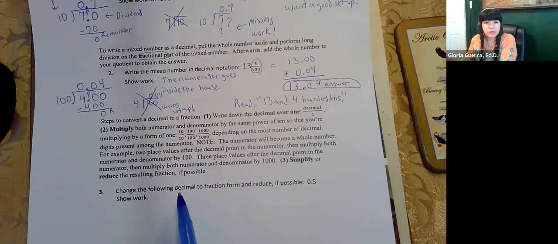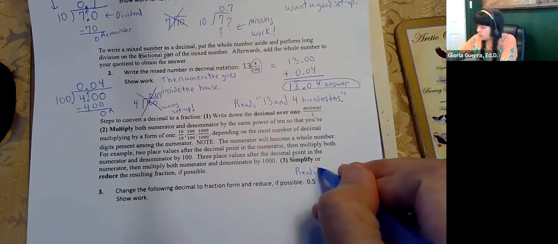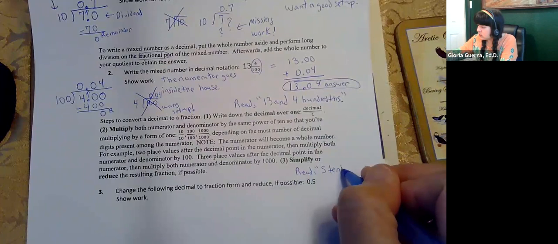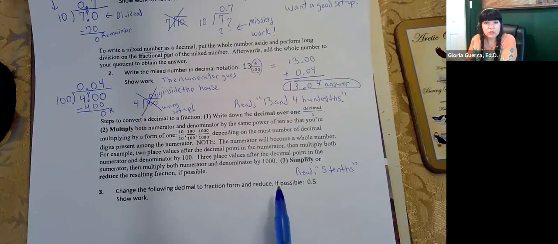they want you to change the following decimal, this decimal, which is 0.5, which is read out loud as 5/10, right? If you read that out loud, 5/10. They want you to change this decimal to a fraction, and then if possible, reduce. And they want you to show your work.